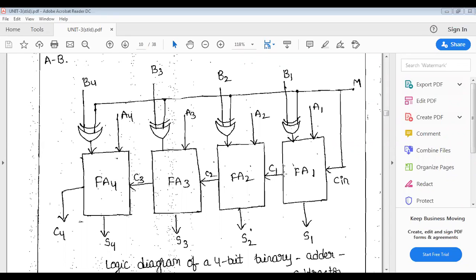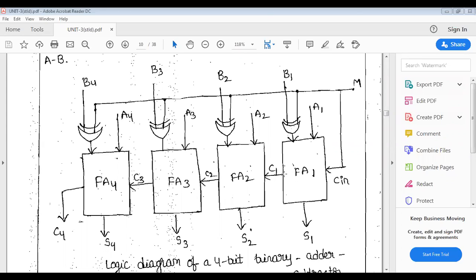Then that C2 is given to FA3, and FA3's other two inputs are A3 and B3 bar. So B3 is one input of the exclusive OR gate and another input is 1.